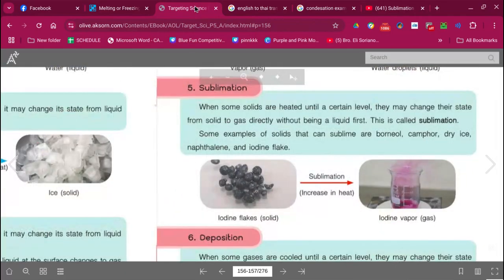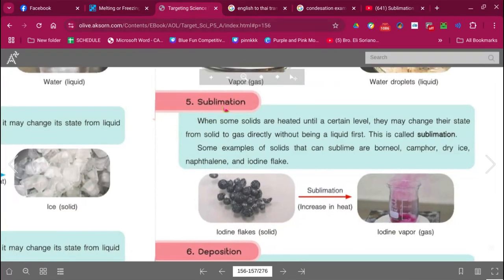So the fifth one is, can you read this? Sublimation. Yeah, sublimation. When some solids are heated until a certain level, they may change their state from solid to gas directly without being a liquid first. This is called sublimation. Some examples of solids that can sublime: naphthalene, camphor, dry ice, and iodine flakes. So the fifth one is sublimation.